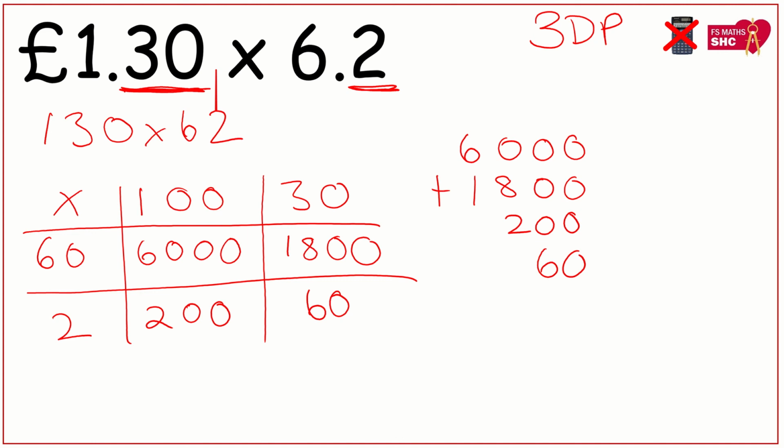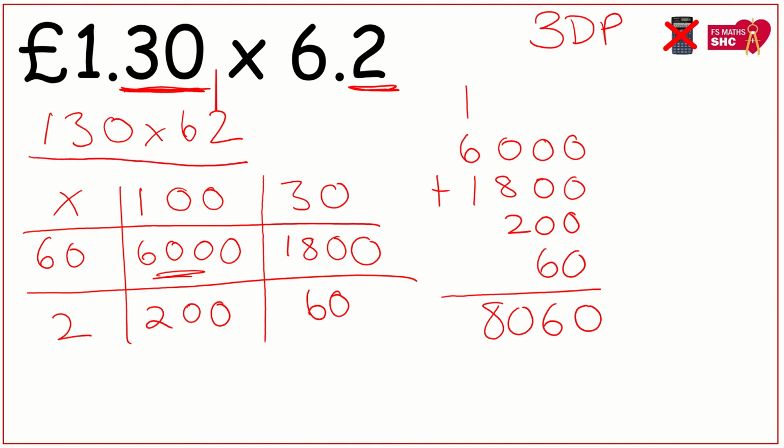When you're adding these, make sure that you are lining them up properly. That's why I always start with the largest number. So 0's there, a 6 there, that'll be a 10 there, 6, 7, 8. So 130 times 62 equals 8,060. But we've got 3 decimal places. So from the end of the number, after the 0, I'm going to go in 1, 2, 3, and the decimal point's going to go here.